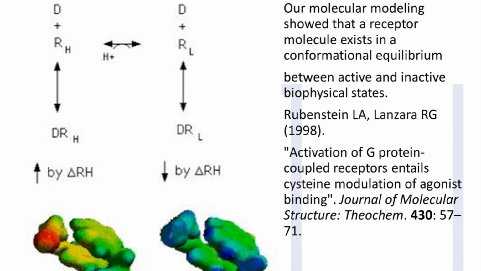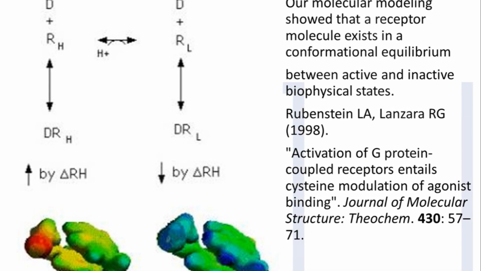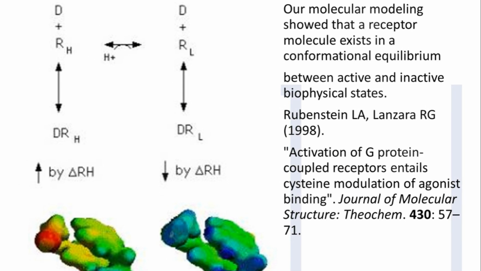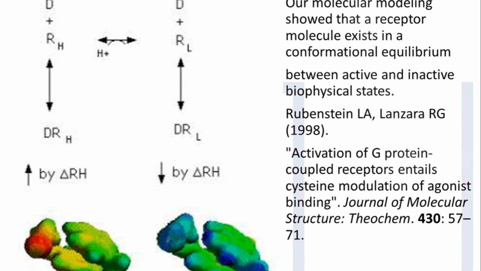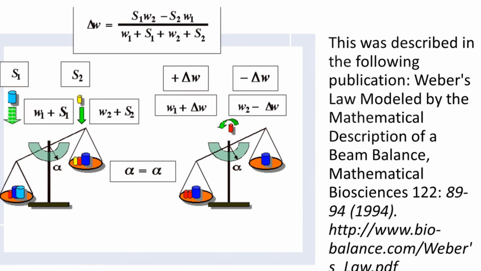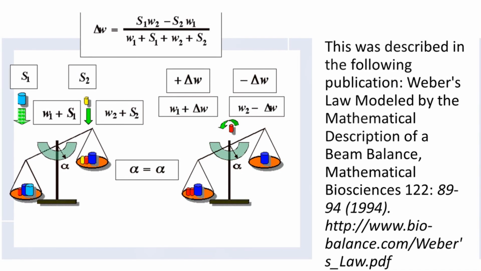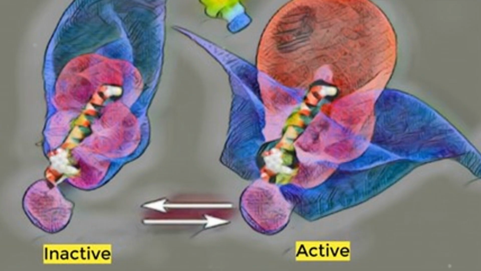We discovered that this occurs by an electrostatic switch that is pH-dependent. We called this switch cysteine modulation. This balance is not haphazard, but a meticulously controlled dance, dictated by an electrostatic switch mechanism. Picture a simple balance in horizontal equilibrium. The two scales represent the active and inactive states of the receptor, constantly teetering between each other.